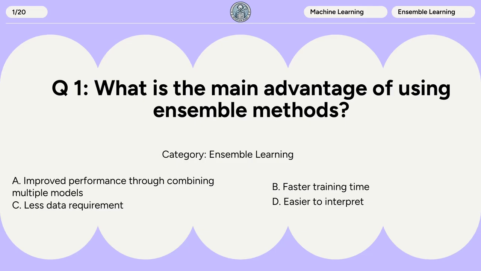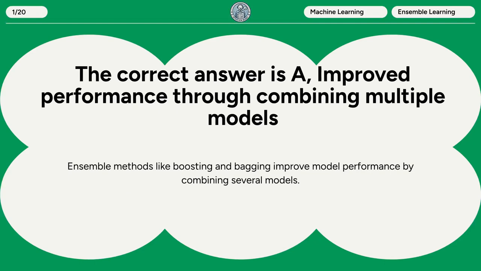Question 1. What is the main advantage of using ensemble methods? A. Improved performance through combining multiple models. B. Faster training time. C. Less data requirement. D. Easier to interpret. The correct answer is A. Improved performance through combining multiple models. Ensemble methods like boosting and bagging improve model performance by combining several models.